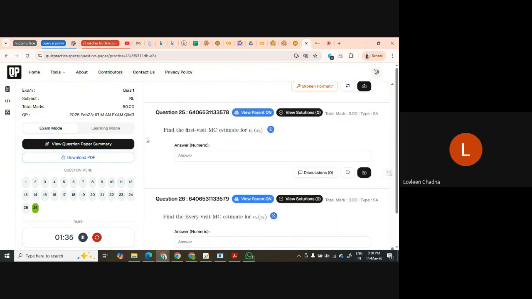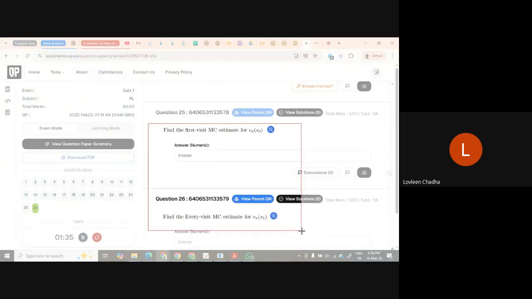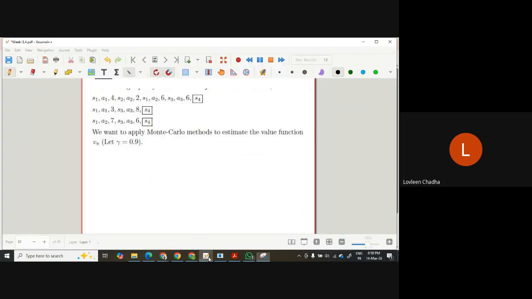On the G space, Rohit and somebody were having a discussion that there might be questions coming from the programming assignment as well.